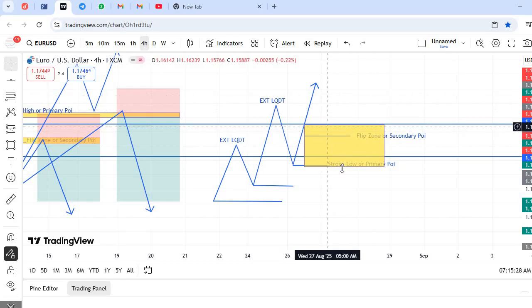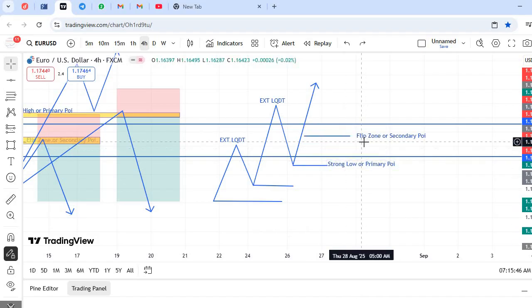So we are expecting that price will come back to discount. So you can buy anything from 0.5 below. So I see you can buy from here. Now we have two zones here. We have the flip zone and we have the strong low.